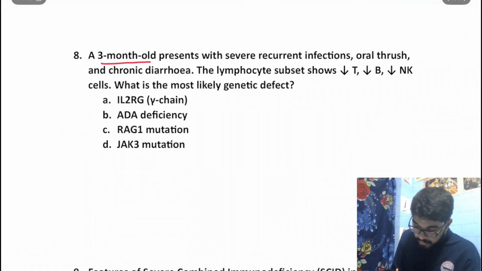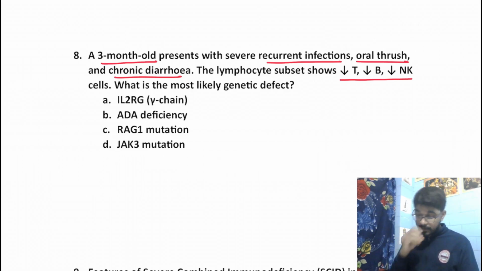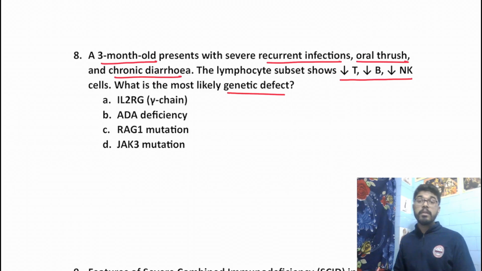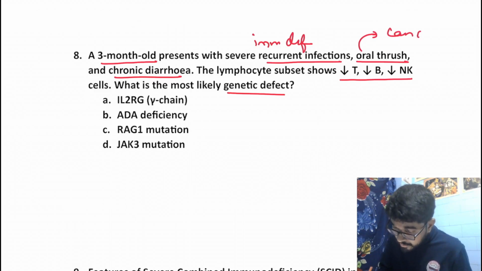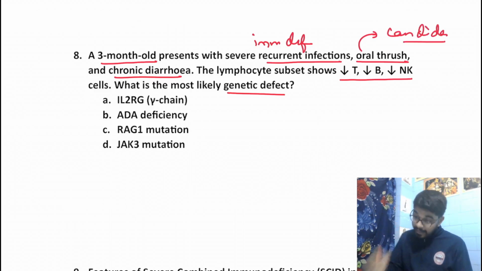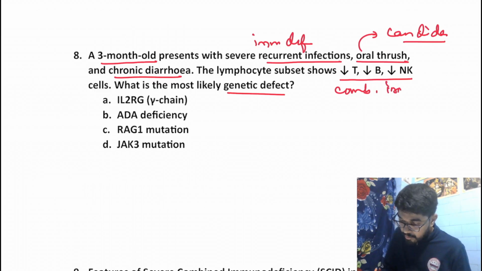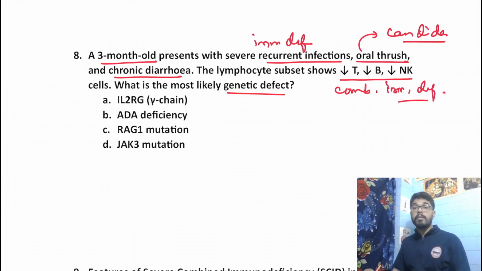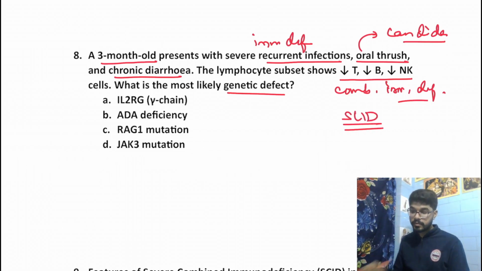A 3-month-old presents with severe recurrent infection, oral thrush, chronic diarrhea, and the lymphocyte subset shows decreased T, decreased B, and decreased NK cell. What is the most likely genetic defect? Now, whenever we have an immunodeficiency picture over here, and oral thrush, most commonly due to candida, remember, and there is decrease in T cell, B cell, NK cell, that is a combined involvement, combined immunodeficiency, right? In a setting of combined immunodeficiency, we are getting candidal oral thrush. The first thing, or rather the only thing that should come to our mind is SCID, severe combined immunodeficiency.